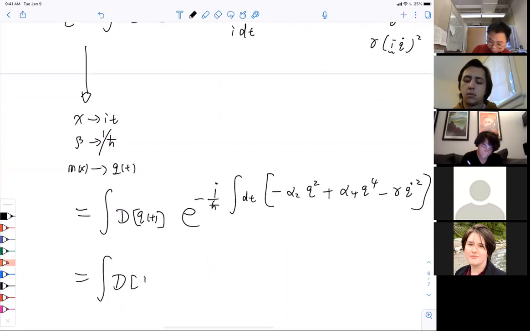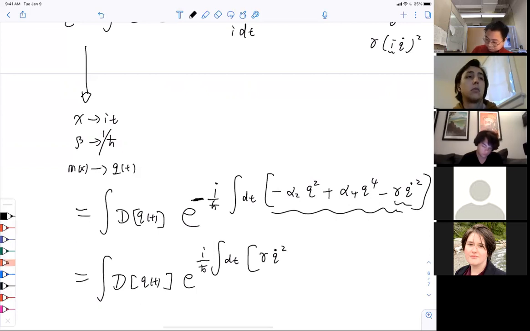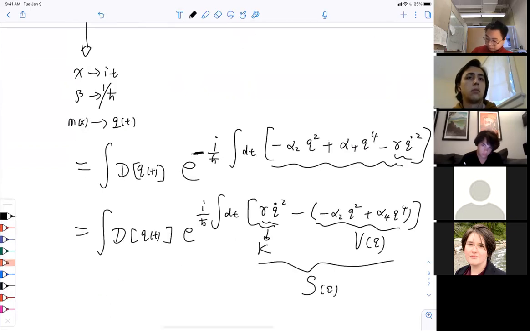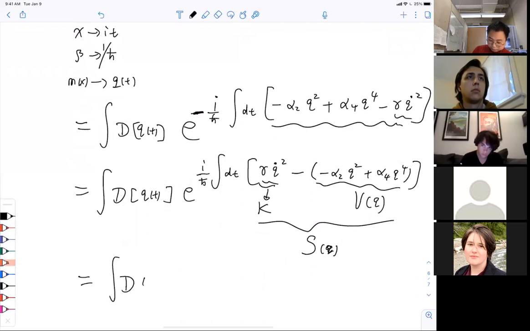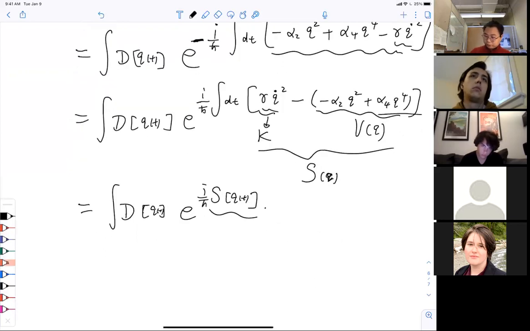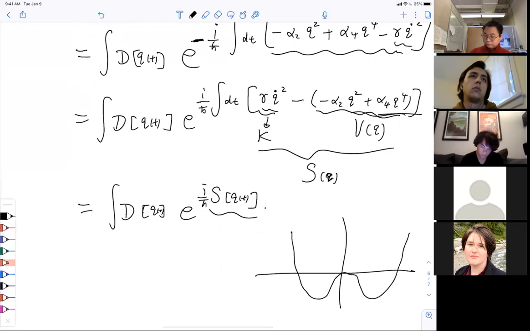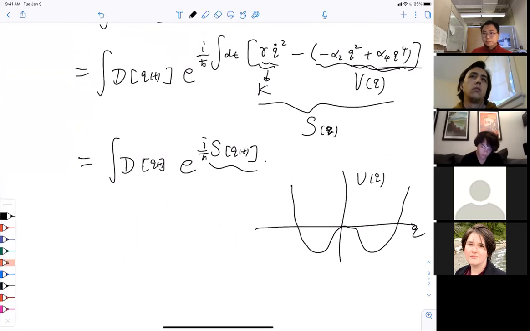So what's this guy? You recognize that I factor out this minus sign and cancel with a minus sign in front of this i. So it becomes i h bar dt. So this becomes alpha q dot square minus. Let's denote this guy as V, which is a potential. This is nothing but the kinetic term. So this is nothing but the action. So this is nothing but the propagator for a particle in a double well potential. This is a double well.